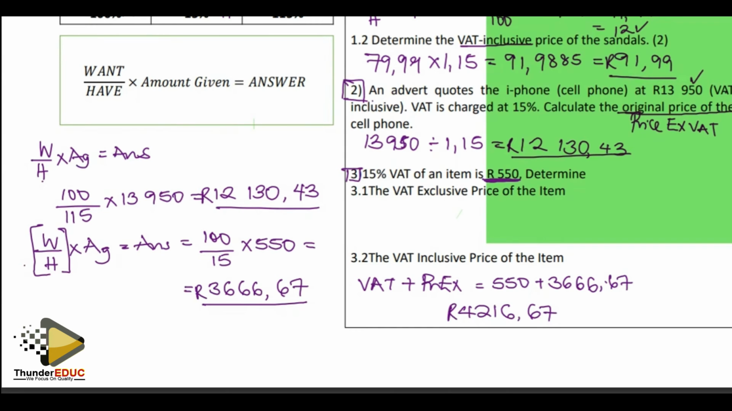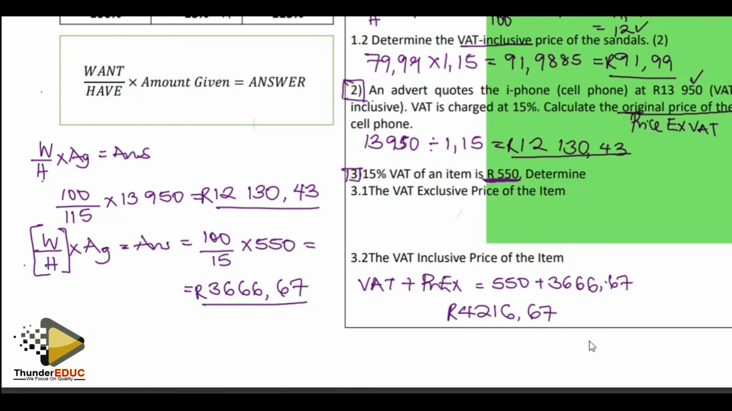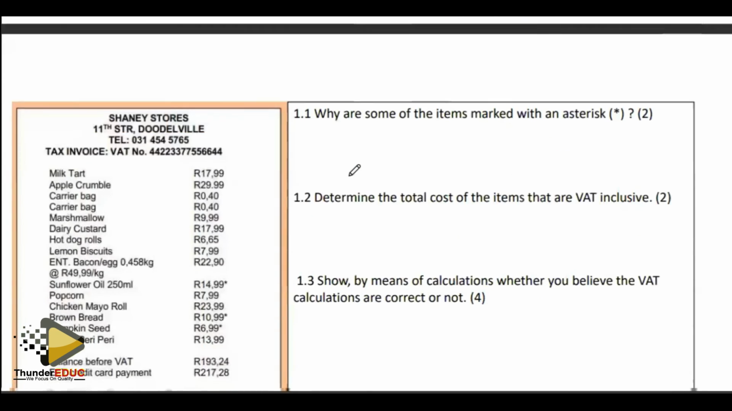Or someone else would have done this, it's also fine. You would have said, since you've got the price excluding VAT, just multiply by 1.15. You still get the same answer, which is 4,216.67. Yeah. All right, let's continue to the other question.